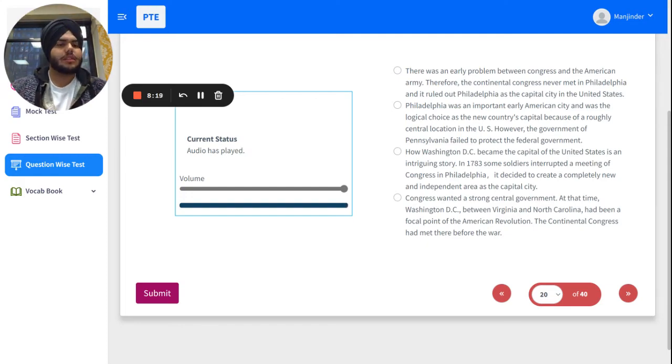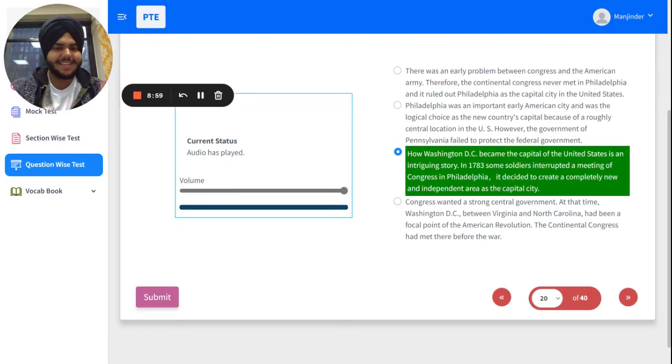Okay, this one was pretty easy. So the first, I'll choose the third one, because it said they never met in Philadelphia, but they did meet there before the war. The second one is very close to the answer, but it says that the government of Pennsylvania failed to protect the federal government, so it's Pennsylvania, right? And the third one, everything is correct in my opinion. The fourth one said that Washington DC is between Virginia and North Carolina. It was not North Carolina, right? I hope I am right.